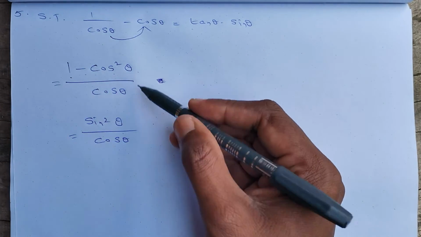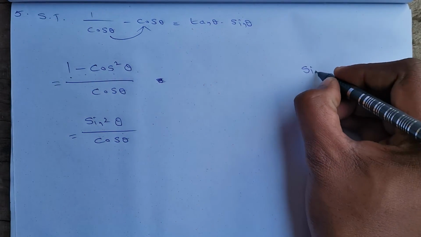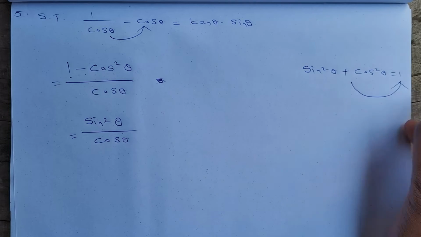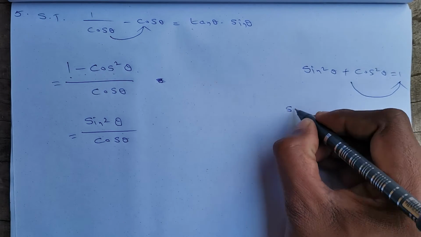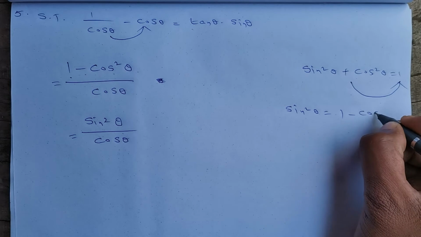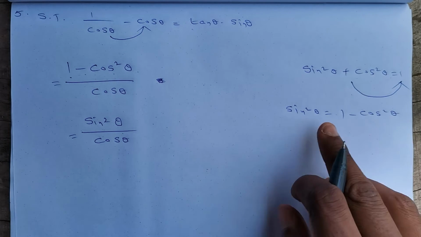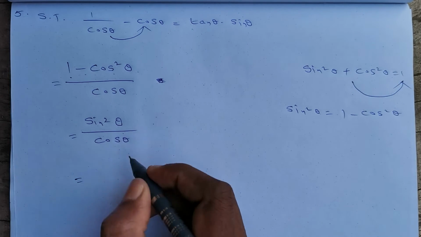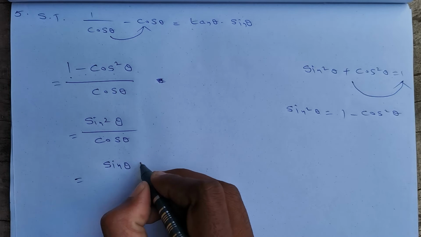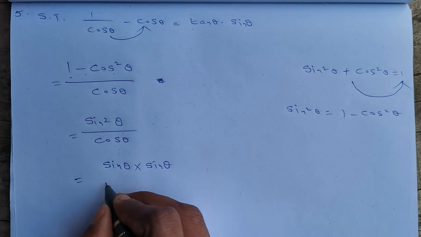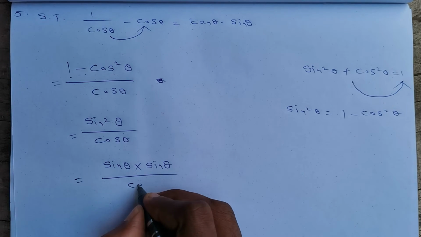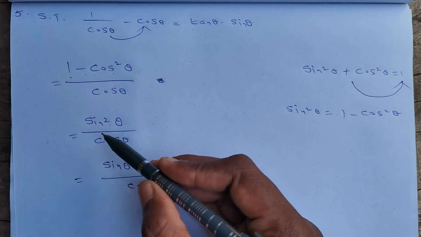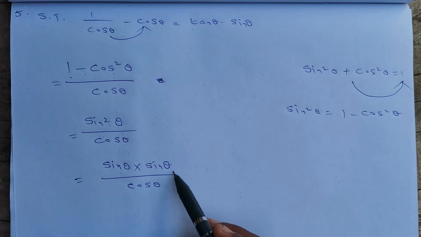Here 1 minus cos square theta, how did we get sin square theta? By using the first identity: sin square theta plus cos square theta is equal to 1. I will take this plus cos square theta to the right side, then it becomes minus. So sin square theta is equal to 1 minus cos square theta. 1 minus cos square theta is nothing but sin square theta, so I wrote the same. Now in the numerator we have sin square theta. Sin square is nothing but sin is there two times. So sin square theta can be written as sin theta into sin theta divided by cos theta.